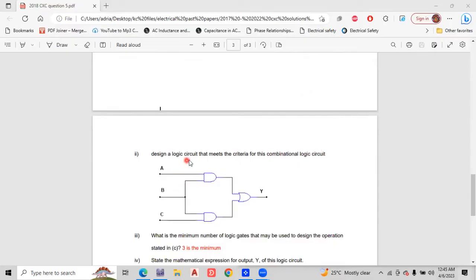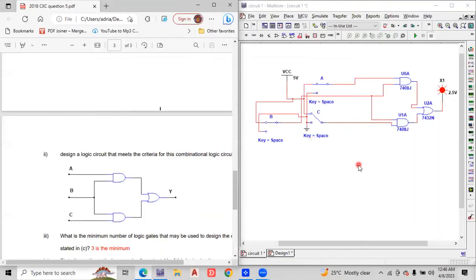So it says design a logic circuit that meets the criteria for this combinational logic circuit. All right, so here I have the circuit for the criteria that was given in part C. Now, what I'm going to do is to verify that this circuit is the correct circuit. All right, so I'm going to use Multisim, which is an electronic simulator. All right, so let me pull that up. All right, so here we go.